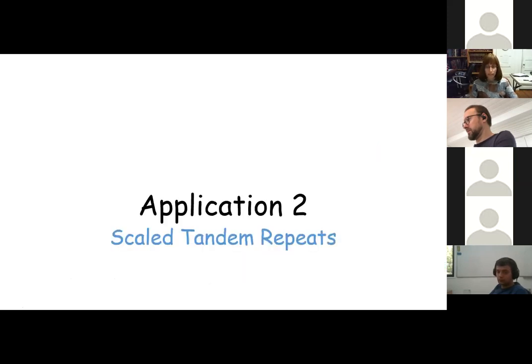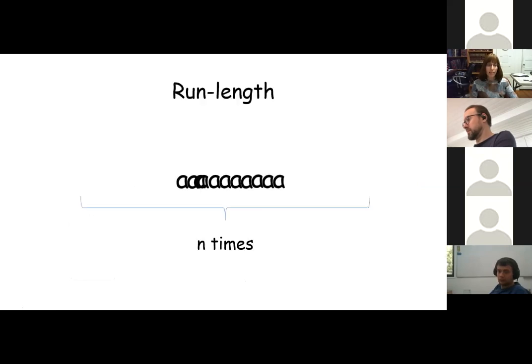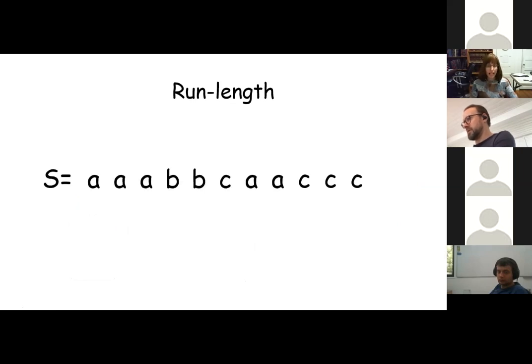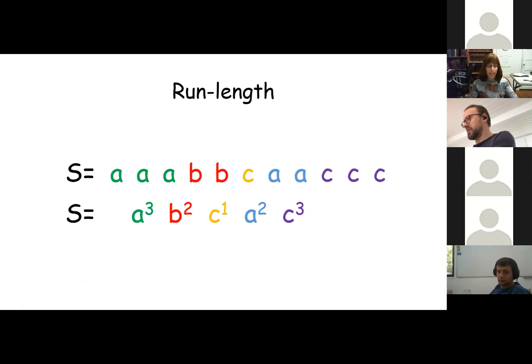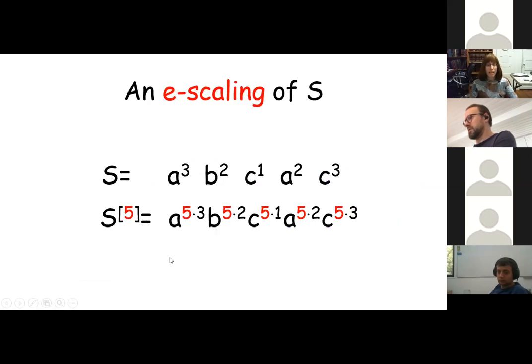Okay, so the last couple of minutes we'll put into the scaled tandem repeats problem. In order to define them, I'm first going to remind you about run length, where you replace a^n with a to the n. And here's an example of a string replaced with its run length. An e-scaling of a string S means that you replace every character in the string S with e copies of the same character.